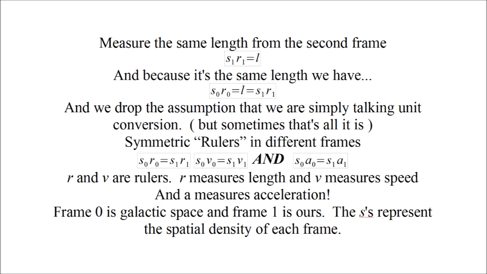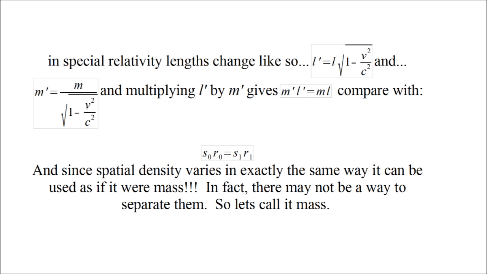Okay, so one of the most remarkable things about special relativity is that when units of length and time change, mass changes as the inverse of the change. The same thing happens here with dense space. And because it varies in exactly the same way as mass does in Einstein's equations, we can treat spatial density exactly as if it were mass. In fact, as you'll see, it's impossible to separate them.